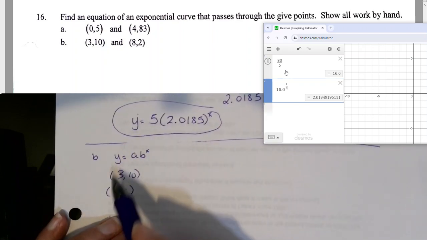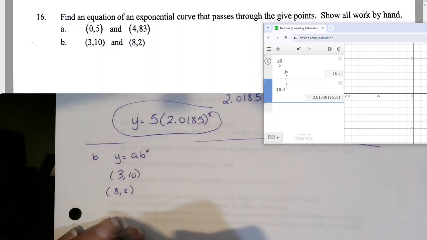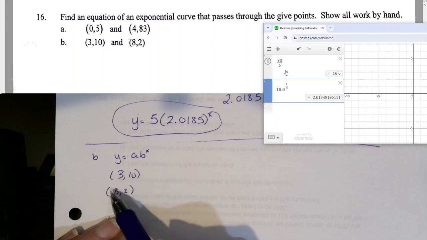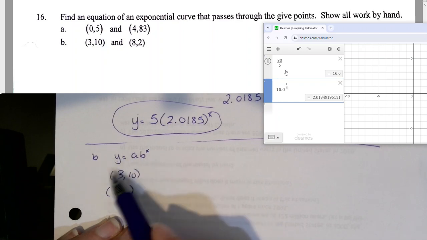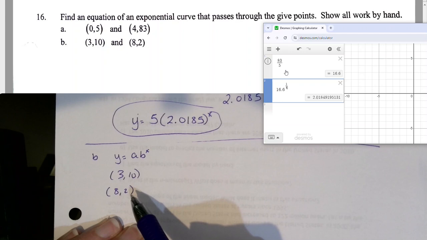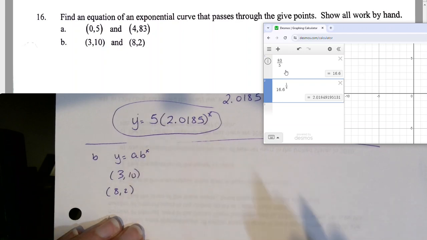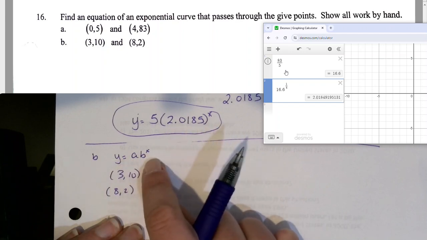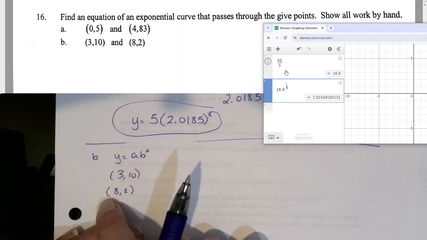I typically like to take the point that has the larger x coordinate and evaluate that one first. So I'm going to plug in the 8, 2, 2 for the y value, equals a times b to the 8. And then we're going to do the same thing with our other point. The y value is 10 equals a times b to the 3rd.